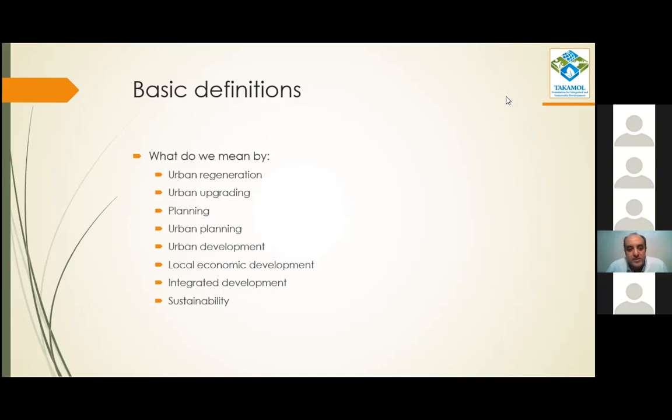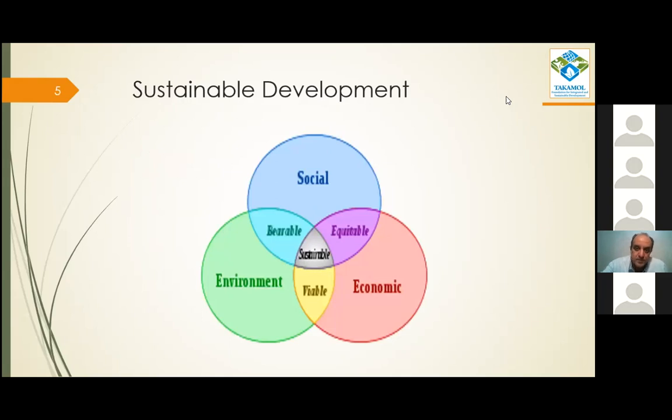So I tried to think about local economic development and then moved to the integrated development approach, that any development should be integrated: social, economic, environmental, and this will be translated into urban form or urban setting. And then, of course, we have the issue of sustainability of any urban context. So, we know the three main bubbles of sustainable development: social, economic, and environment.